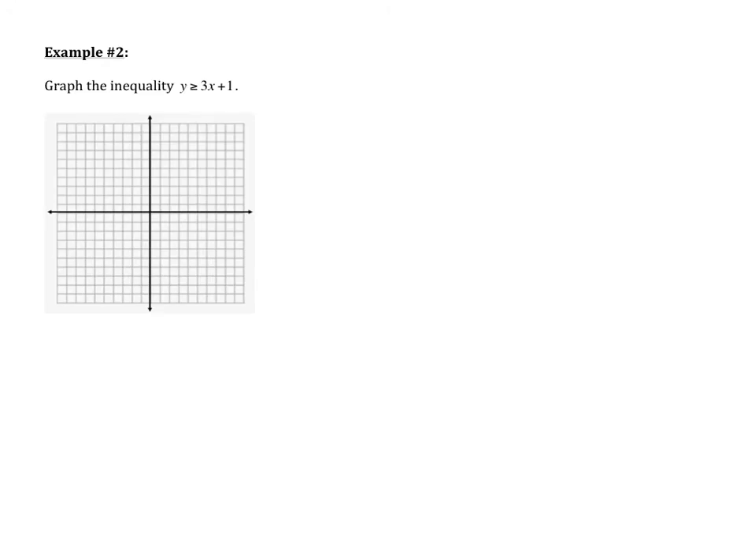Now let's move on to graphing. Yes, the beautiful graphing that you all love so much. So here's example number 2. Graph the inequality y is greater than or equal to 3x plus 1. So we're going to graph it just like we normally do. We always want to get y by itself, and be careful when you're getting y by itself. If you end up multiplying or dividing by a negative, you still need to flip the sign.